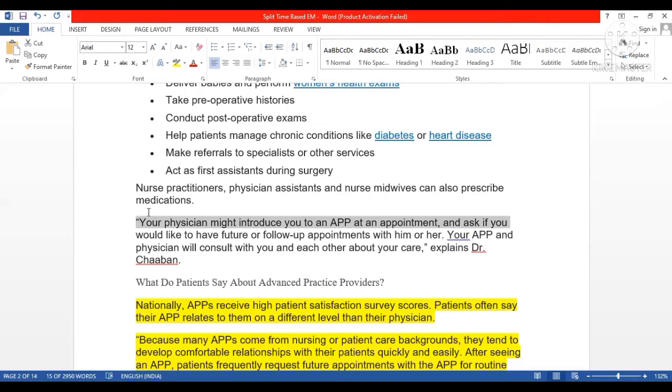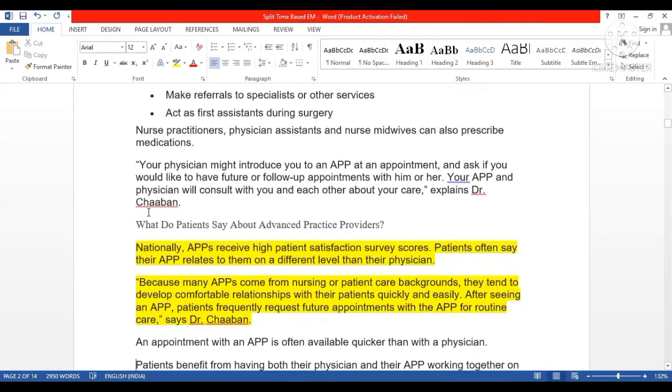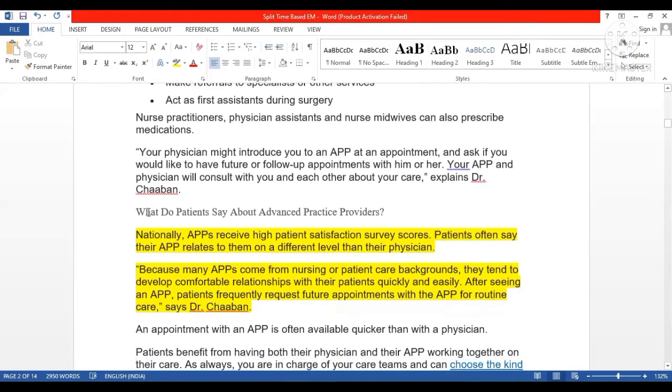Your physician might introduce you to an APP at an outpatient or follow-up appointment and ask if you would like to have future appointments with him or her. Your APP and physician will consult with you and with each other about your care. Nationally, APPs receive high patient satisfaction survey scores because they are very much involved with the patient, so they have very sound experience working with patients, and they can understand them very well.